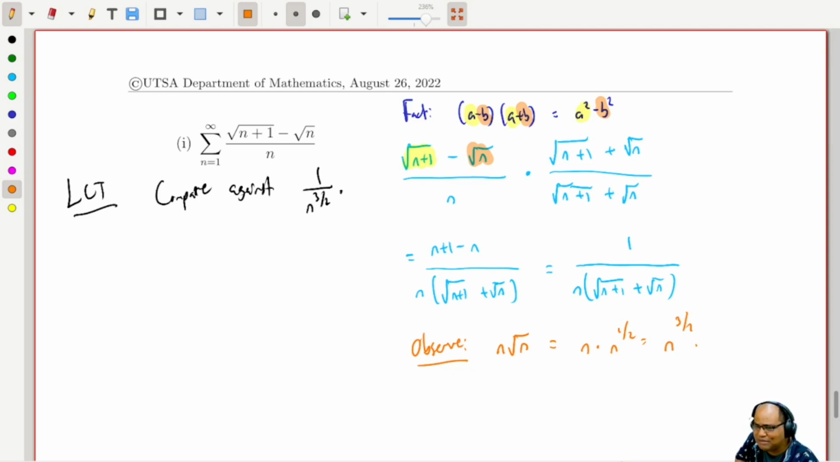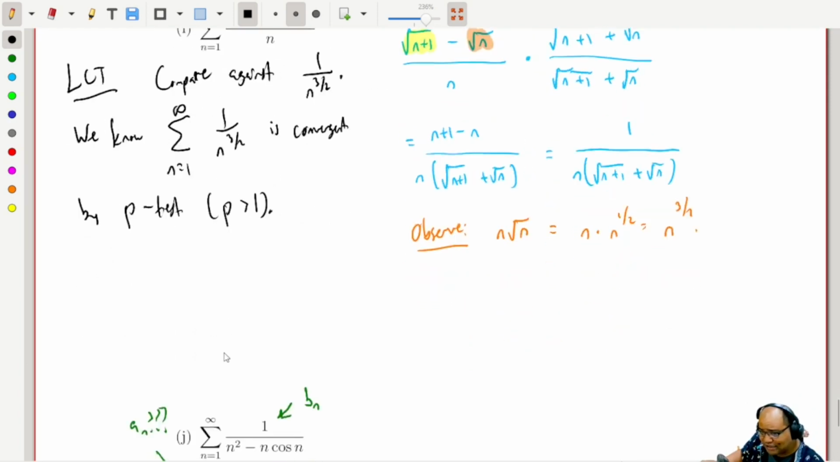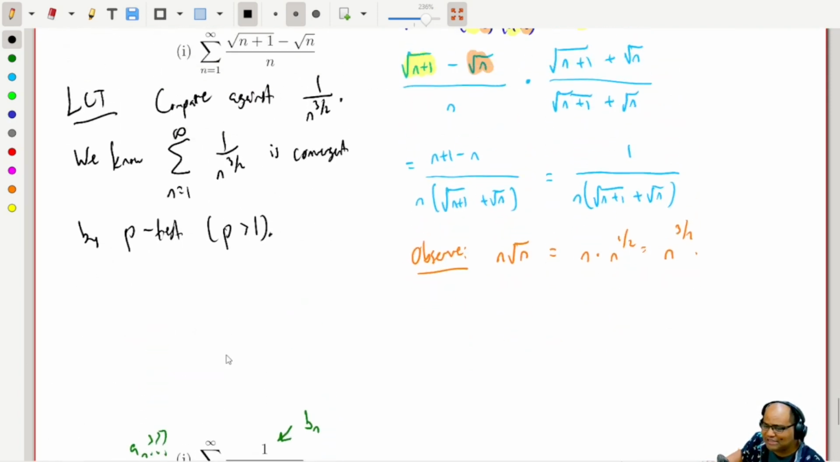And so we're going to use limit comparison against this thing. Of course, we know that this reference series, the sum from n equals 1 to infinity of 1 over n to the 3 halves, is convergent by the p-test. And why? It's because p is strictly bigger than 1. So we're going to set up the limit here. Okay, that's the solution to the next one. You shouldn't have seen that already, but that's fine.